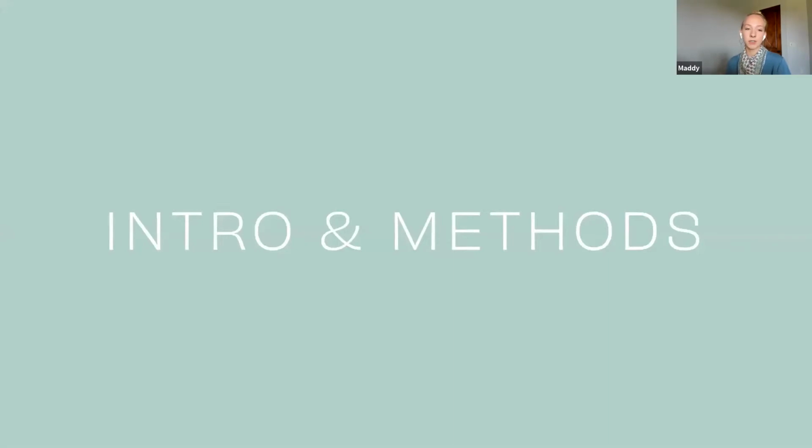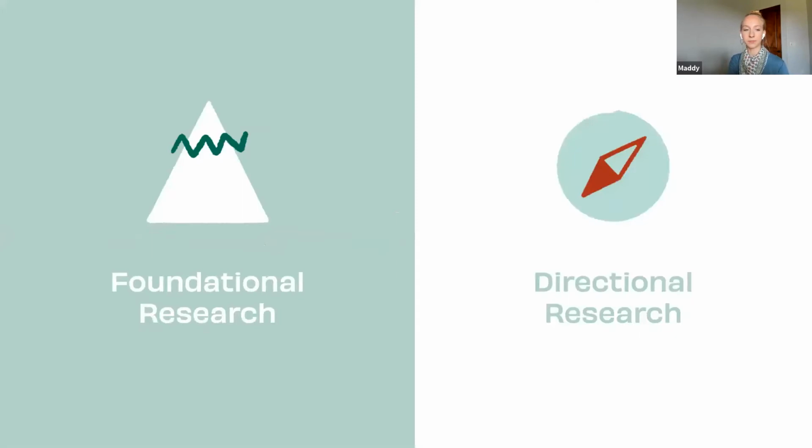Okay, so first things first, let's introduce a little bit about what foundational research is and what some of the methods are. To describe what this is, I think it's most helpful to contrast it with directional research. These are sort of the two pieces of the research puzzle, foundational and directional. Foundational research helps you figure out exactly where you want to go. Directional research helps you figure out exactly how to get there. It answers more specific questions, and it's usually a shorter process than foundational research, which is a little bit longer and more broad and open-ended.